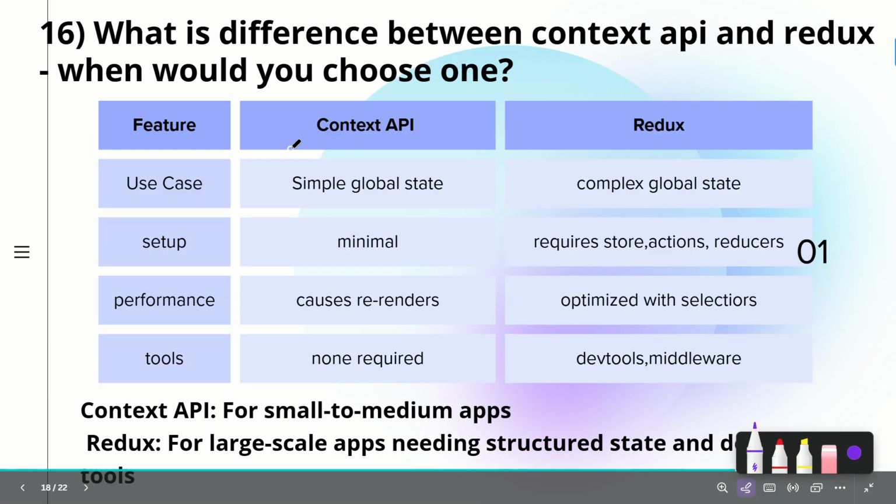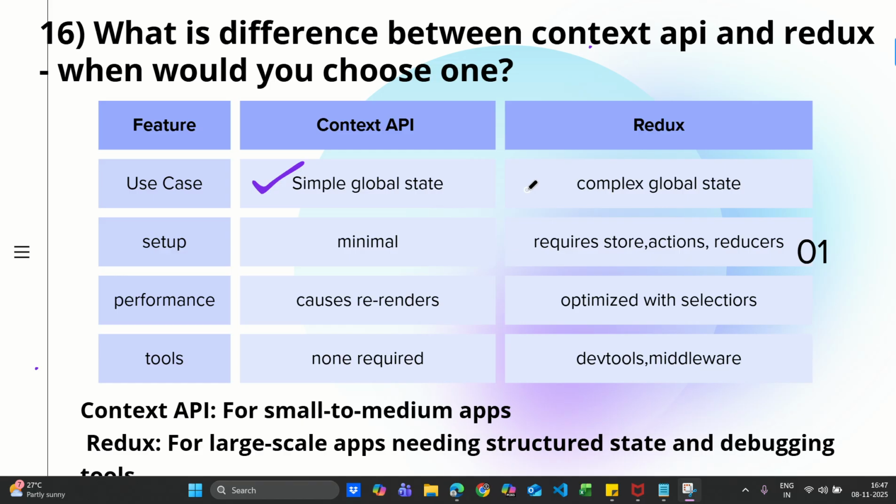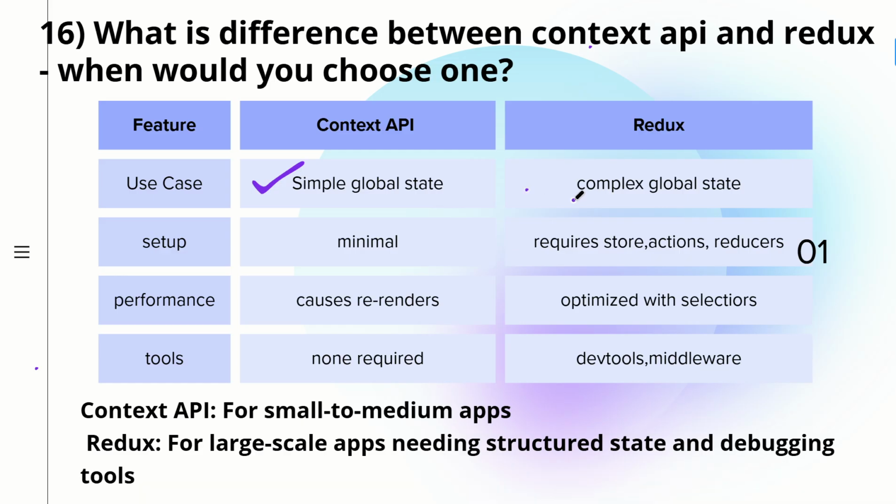Now the 16th question which was asked was, what is the difference between context API and Redux? When would you choose one? Let's see. What is the use case of context API? If we have a simple global state that is not changing frequently, like a theme or authentication data, such things we can store in the context API. Whereas the use case of Redux is if we want to store a complex global state with large information. If it's simple, we can make use of context API. If it's complex, then we have to make use of Redux.